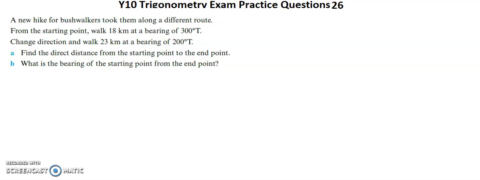Year 10 Trigonometry Exam Practice Question 26. A new hike for bushwalkers took them along a different route. From the starting point, walk 18 kilometers at a bearing of 300 degrees, true bearing. Change direction and walk 23 kilometers at a bearing of 200 degrees, true bearing.